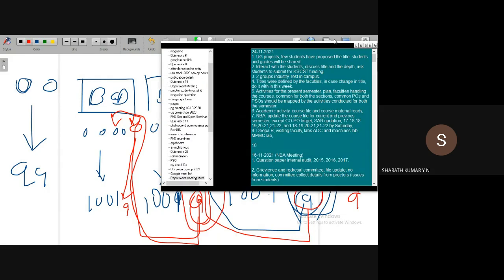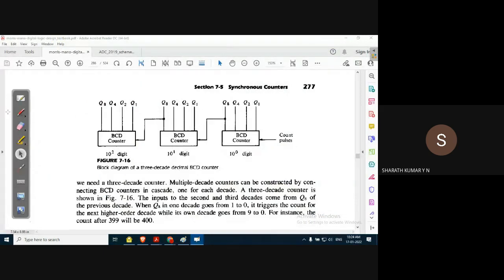So what is required here is the first BCD ripple counter, the 10 power 0 digit. Why 10 power 0? Because it will count from 0 to 9, it is the lower digit. If you observe this timing diagram, this is very important. Why Q8? Maybe you could have connected Q4 itself. Why Q8? Let us understand.